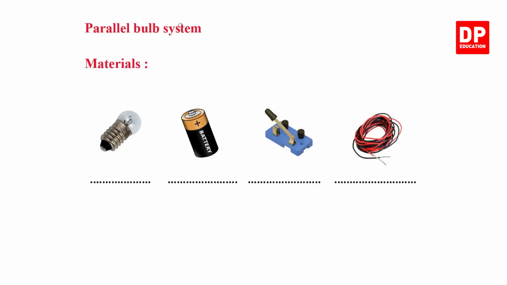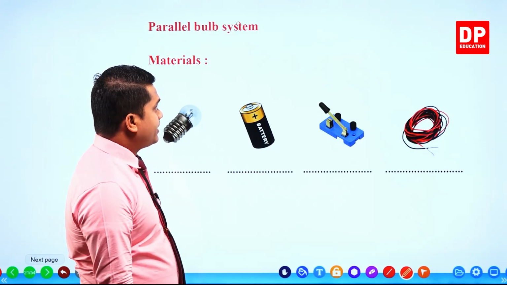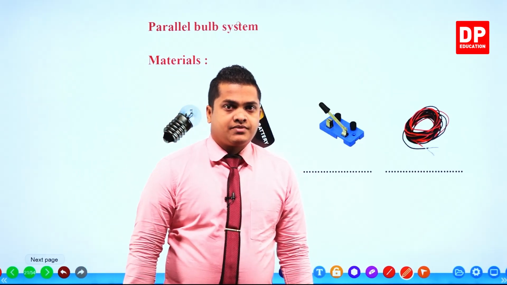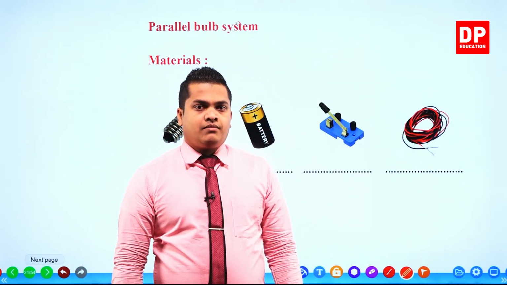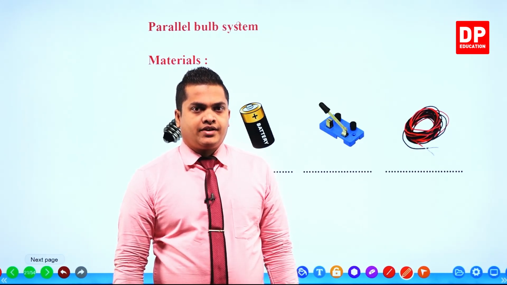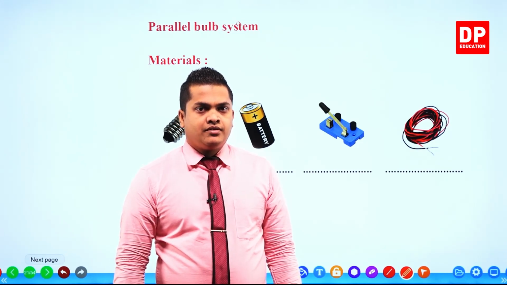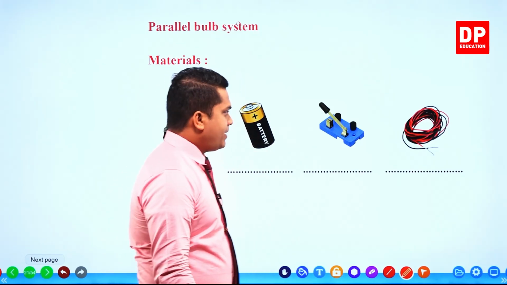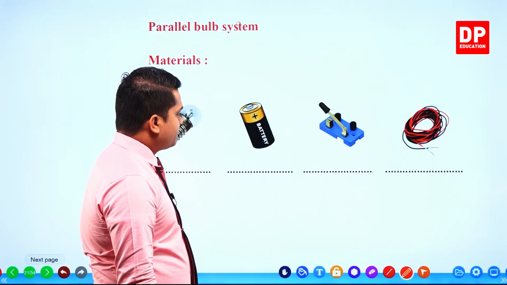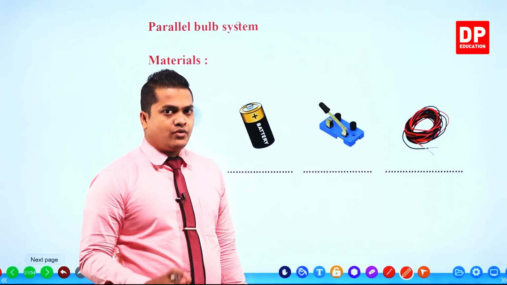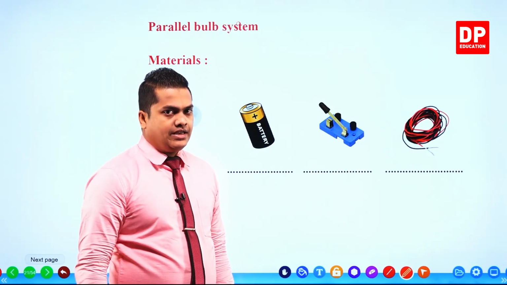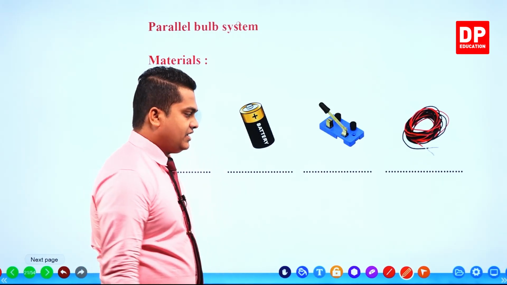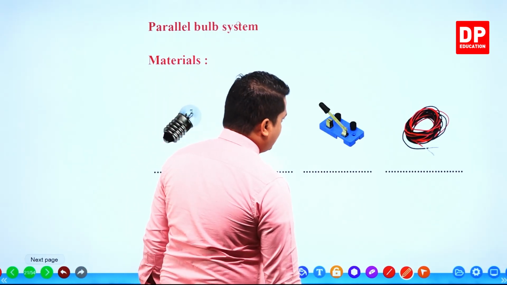now we are about to discuss the second activity related to the bulb systems. So it is given that, my dear children, parallel bulb systems. Here we are discussing parallel bulb systems. Right, now let's see what parallel bulb systems are. So first of all, we need to identify the materials that we need in conducting this activity. So let's write down the materials given here.